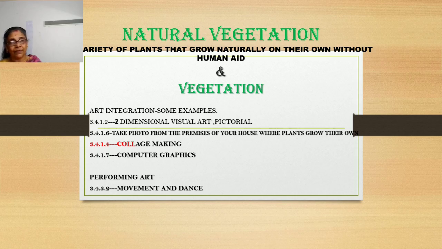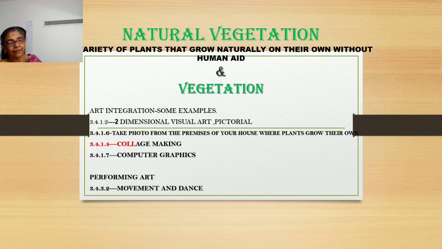And 11 and 12, it is a pedagogical tool only, as far as art integrated learning is concerned. How to teach, how to learn through art integrated learning. And here I have seen that you can integrate the vegetation, that is, you can have pictures, painting, drawing, that is two-dimensional visual arts, pictorial visual arts that we talk about, and take photos of the premises of your house. Or where the plants grow themselves.